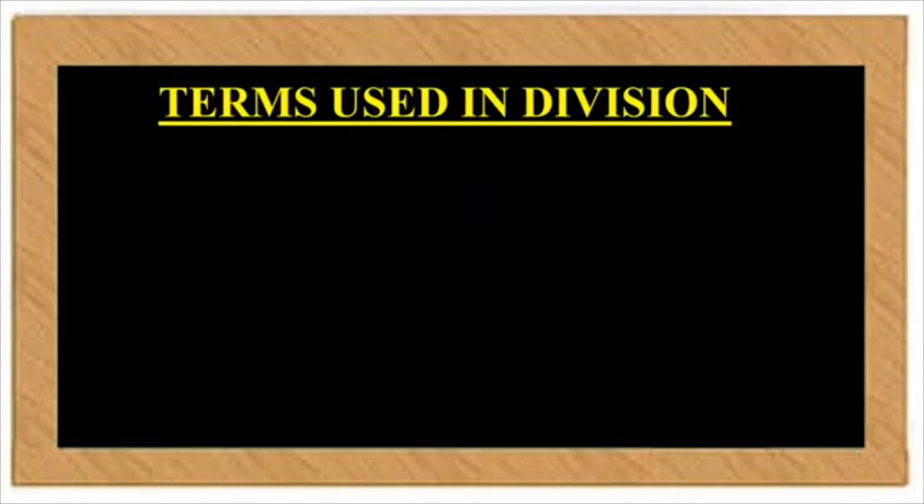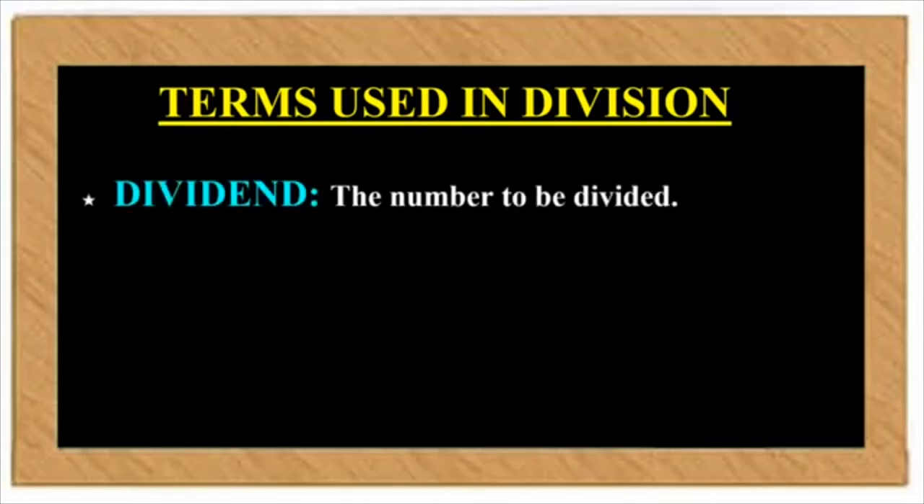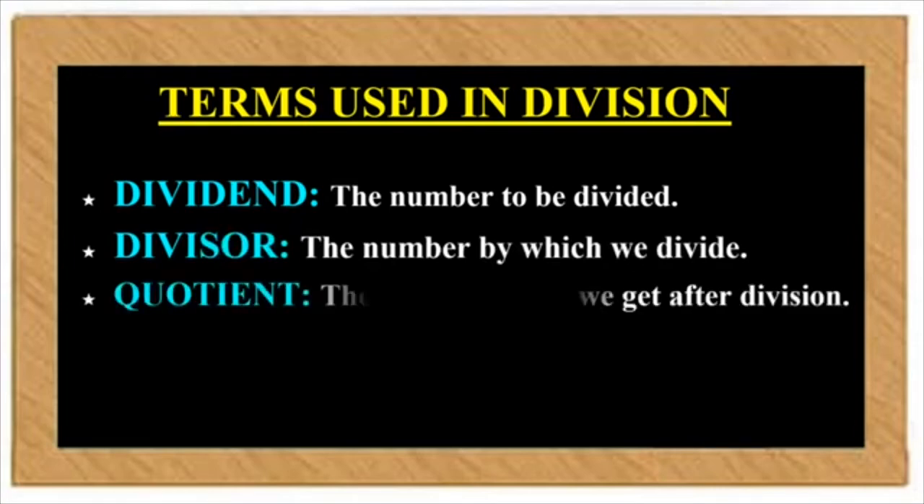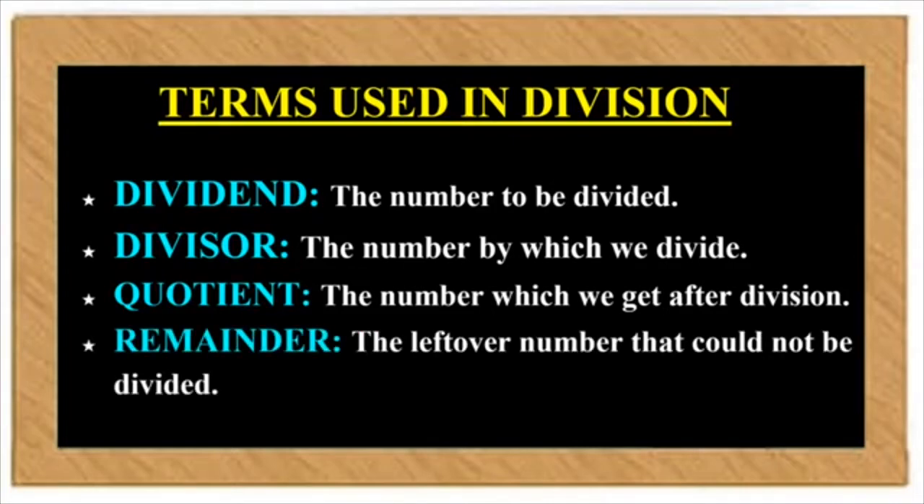So, to begin with, let us understand the various terms used in division. Dividend is that number which is to be divided. Divisor is the number by which we divide. Quotient is nothing but the answer we obtain after dividing two numbers. And the leftover number which cannot be divided further is known as the remainder.